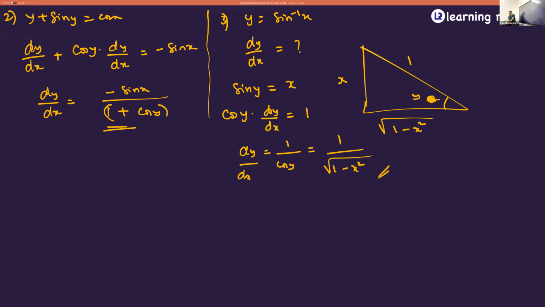Yes, because we know a property, right? Sine inverse x plus cos inverse x is pi by 2. Similarly, is it secant inverse or tan inverse x plus cot inverse x? It is tan inverse x plus cot inverse x, which is pi by 2, because they are complementary functions. Similarly, secant inverse x plus cosecant inverse x is pi by 2.